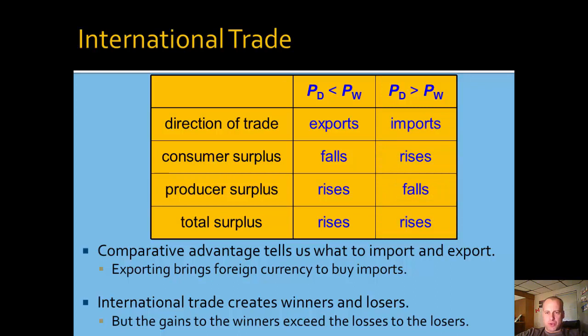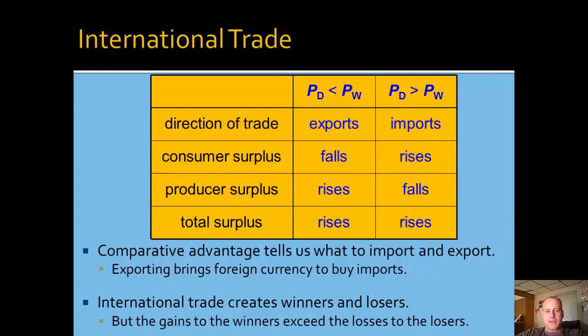The reverse is true when the domestic price is greater than the world price. In this case, we import the good. If we can get it cheaper from countries around the world, we should do so. Consumer surplus in this case rises. Producer surplus falls, but again, the gains to consumers exceed the losses to producers, so total surplus rises.